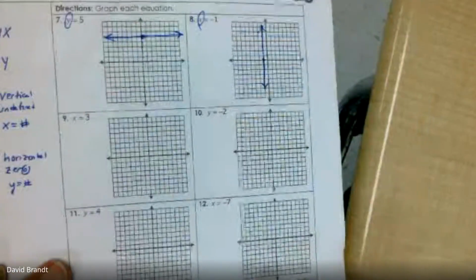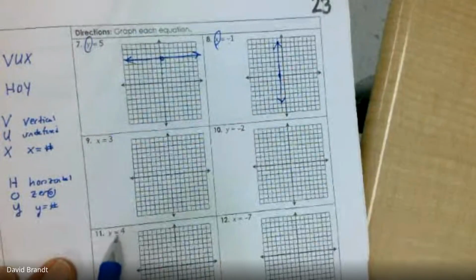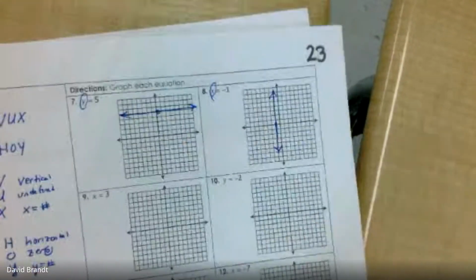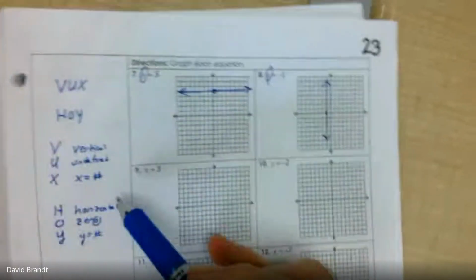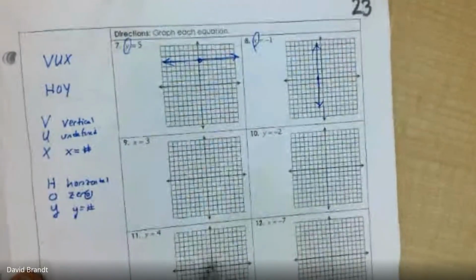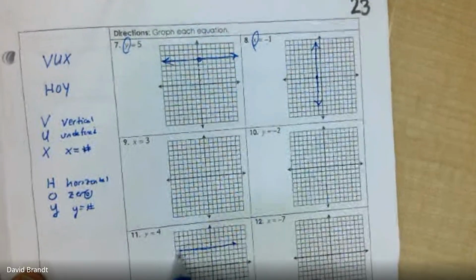So if you go over here and you say, oh, I don't remember Y equals 4, I remember that that's missing a letter. So it's either horizontal or vertical. Well, if you remember Y is in the word HOY, then you remember, oh, that's a horizontal line. And that is a horizontal line that goes through 4 on the Y axis.